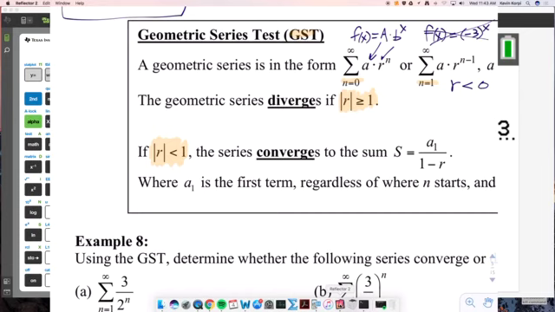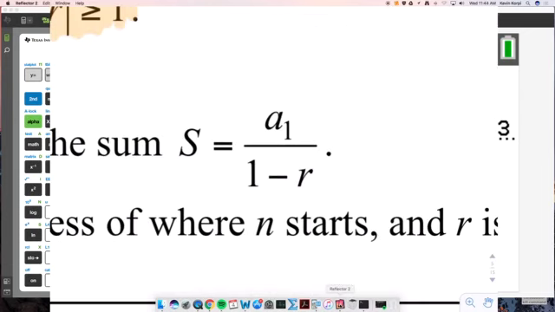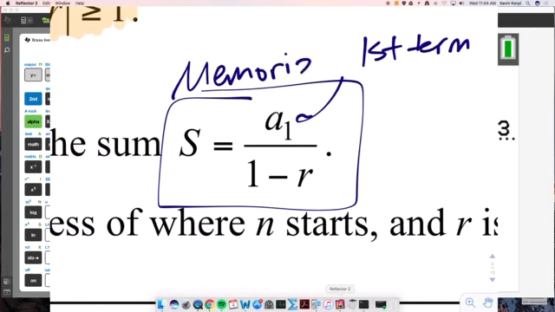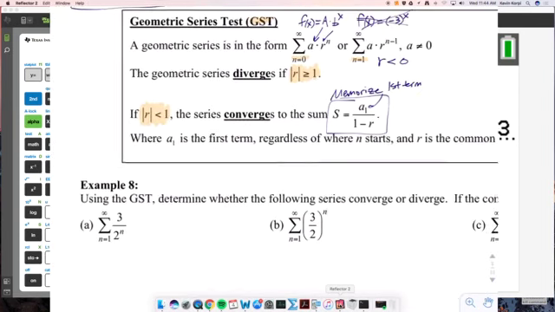And here's the cool part. Not only does it converge, just like with the P series, we can actually figure out the sum. It will always converge to a sub 1, which is your first term. And again, if you're starting at n equals 5, it'll be the first term when you plug in a 5. If you're starting at 0, it'll be the first term when you plug in a 0, over 1 minus r. So memorize that. This will show up. It's one of the few series for which we can actually determine the sum without doing calculator partial sum stuff. Okay? Pretty nice.